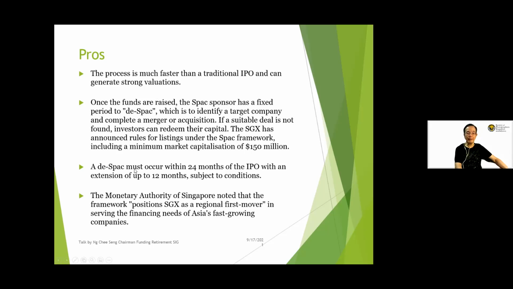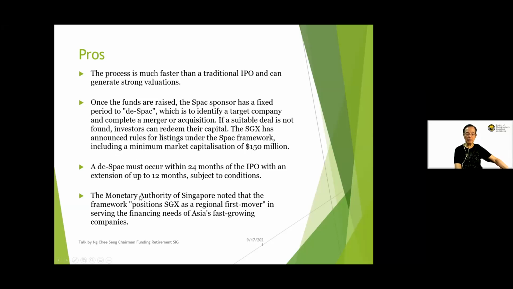Next, the de-SPAC must occur within 24 months of the IPO. That means after the SPAC company finds the target company, they go for listing. So the process is called the de-SPAC, and all this must happen within 24 months of the IPO, with an extension of up to 12 months subject to conditions. So these are the listing guidelines to list as a SPAC company on the Singapore Exchange.